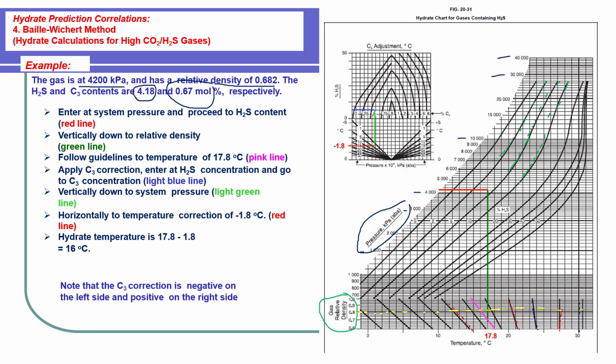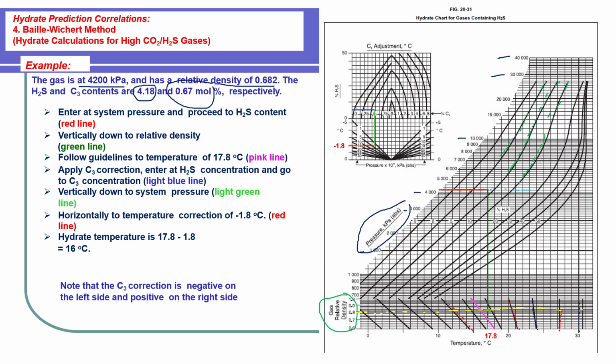Okay, so now I'm going to do it step by step. First of all, what information do we have? We have the pressure. How much is the pressure of the system? It is 4200 kilopascal. So I'm going to draw a horizontal line, the red line that you can see here, and I'm going to dot it right now with blue. So this is the 4200 kilopascal.